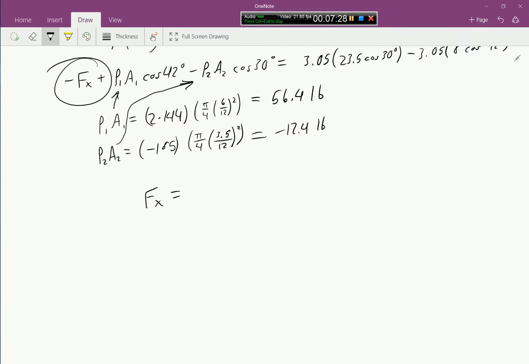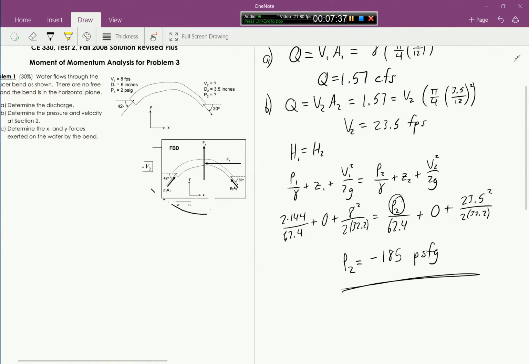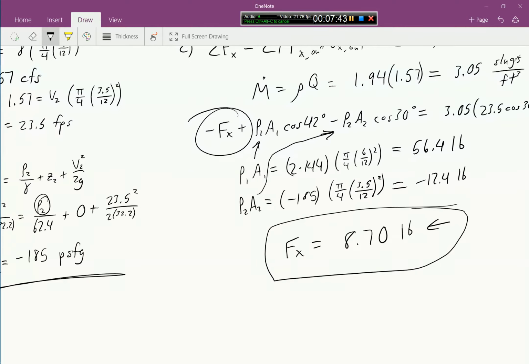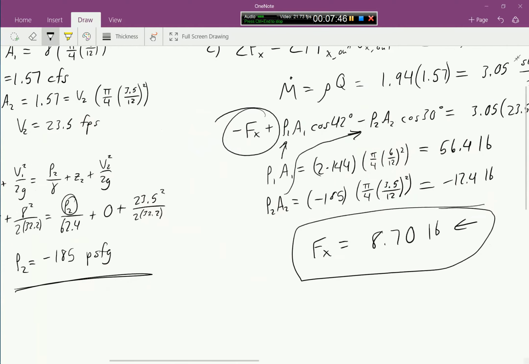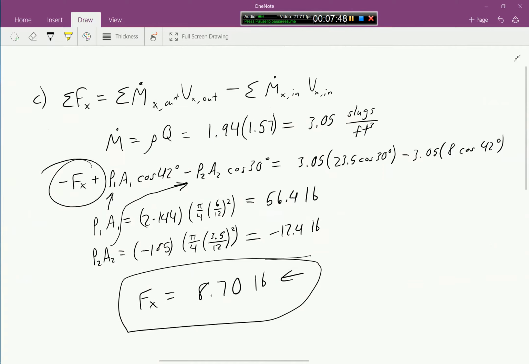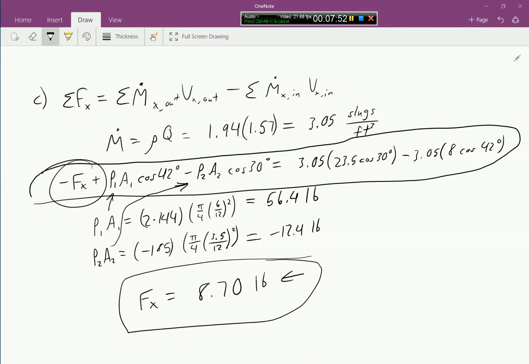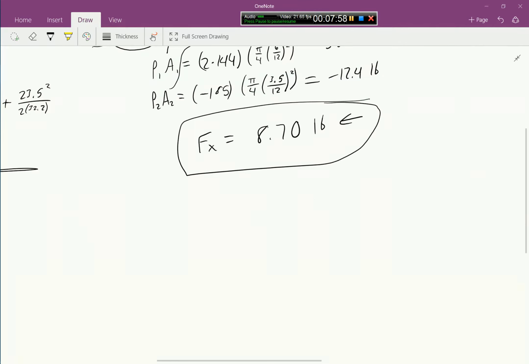So we eventually come out with Fx being 8.70 pounds facing the left. As you can see, this is facing the left right here, and that is half of part C completed. And we do the exact same thing in this entire problem, just with this equation here. We're pretty much just going to replace all the cosines of 42 degrees and 30 degrees with sines. So we'll do that now.